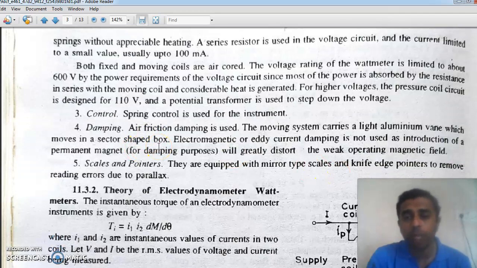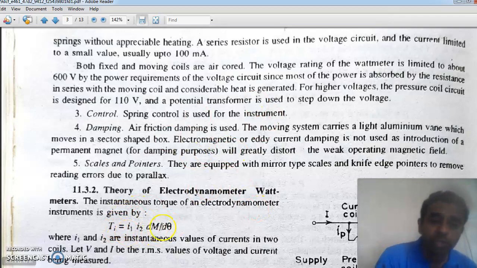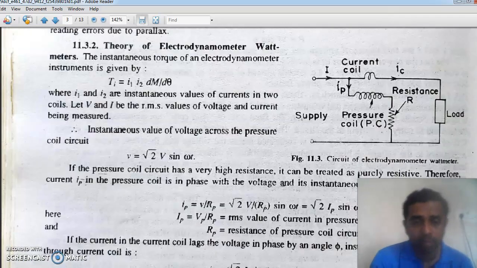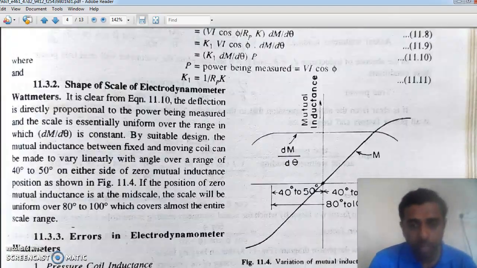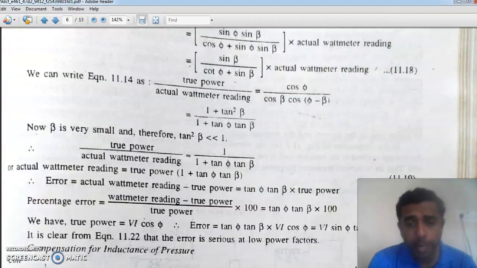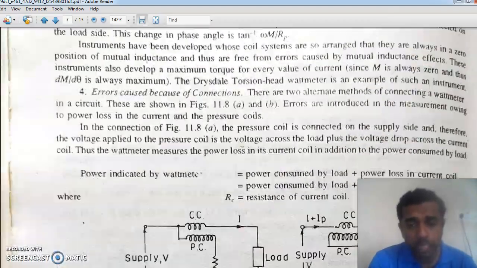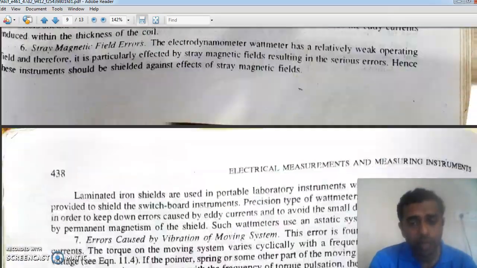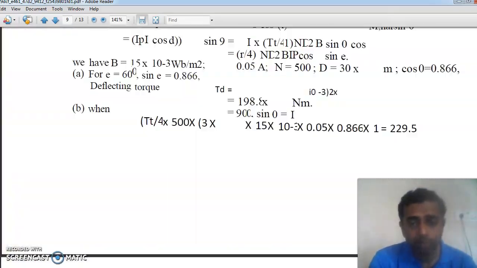So when the pointer moves or when the pivot moves, they will actually provide the air friction damping. Okay, now we'll go to the theory of the electrodynamometer. We'll see how this equation is coming, which we'll go a little bit back, and then we'll come back then. This is a very important topic, and we have to learn a few things in wattmeters. We'll go to the theory of electrodynamo type meters.